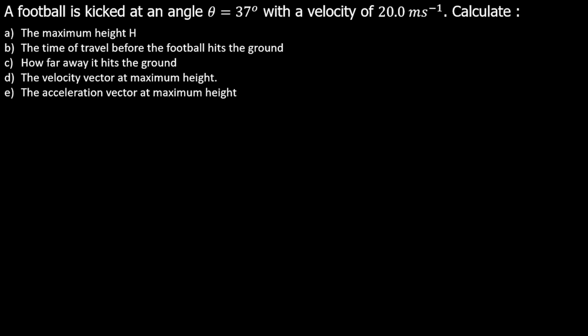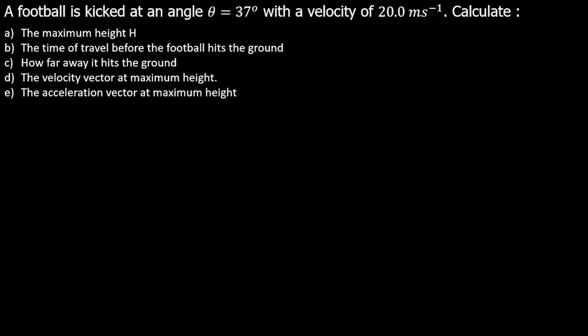Good day, guys. Today I want to discuss another projectile motion problem. So let's get into it. Let's look at the question. A football is kicked at an angle of 37 degrees with a velocity of 20 meters per second. It then proceeds with 5 questions that you'll have to answer.